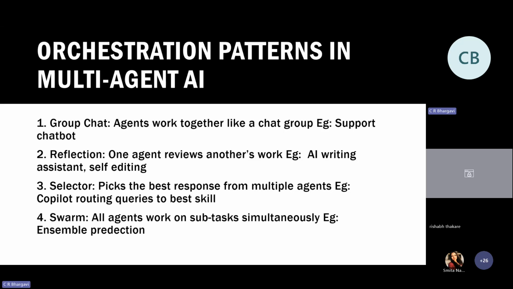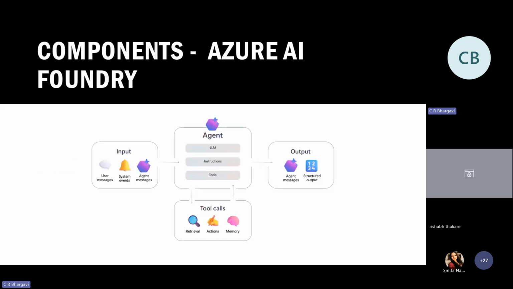Reflection is when one agent is reviewing another agent. Selector is when you want to pick the best response from multiple agents. Swarm is when all the agents want to perform the task simultaneously. So there could be different ways of orchestration that can happen.